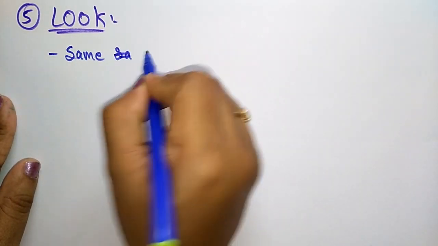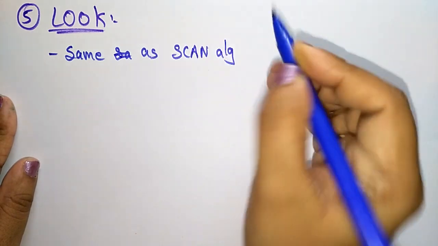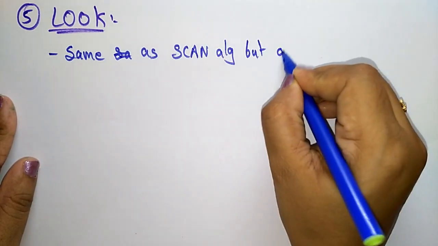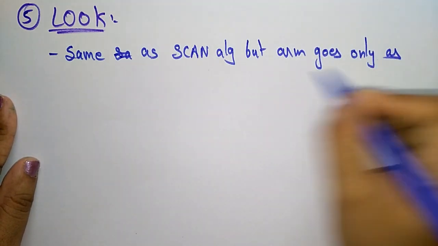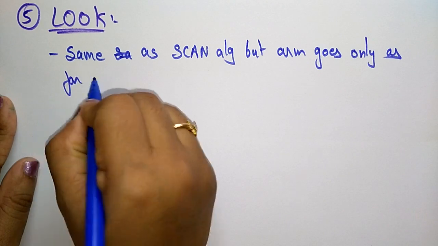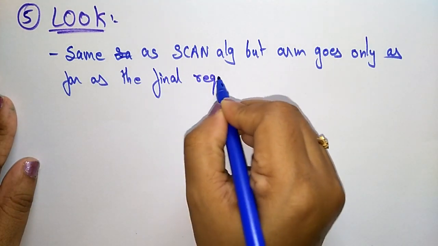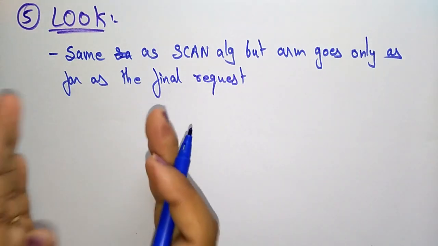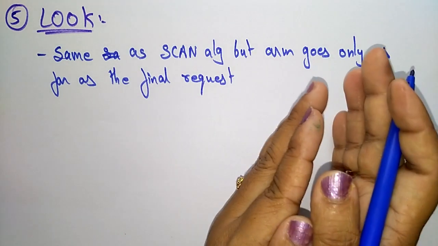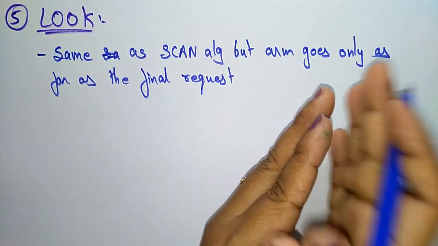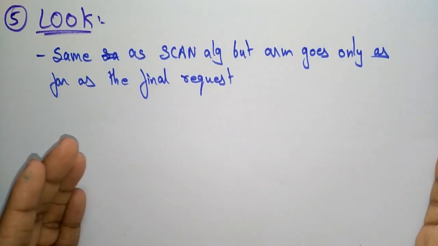Same as the scan algorithm, but the difference is the arm goes only as far as the final request. Means in the scan, the arm is moving to the end of the track, the end of the disk. Suppose 180 is the last request, even though 180 is the last request, it reaches up to 199, and after that it comes back.